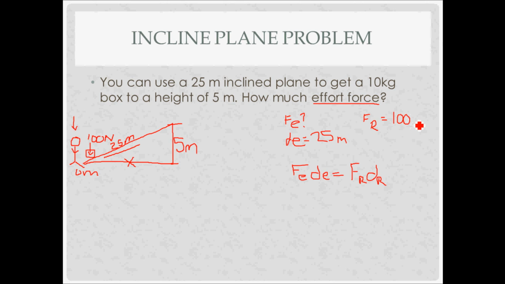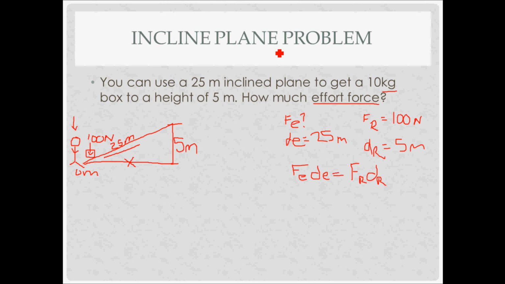Many machines move things up, so a lot of times you might see problems that give you kilograms. Remember, kilograms do not go into F in any equation because that's not a force, that's a mass. If you see something that says newtons, then you can plug it in as is. But if it's kilograms, you have to convert that to a weight by multiplying by 10. And then our DR is going to be this height, the 5 meters.